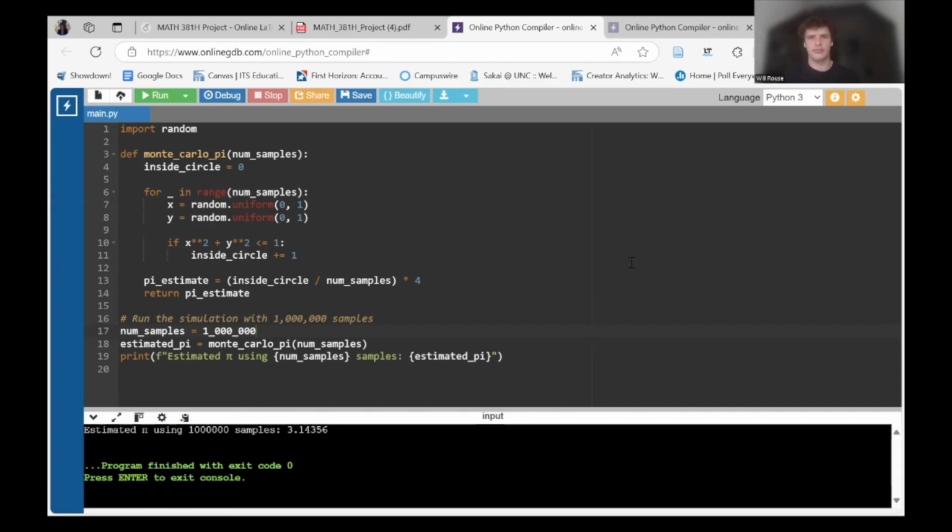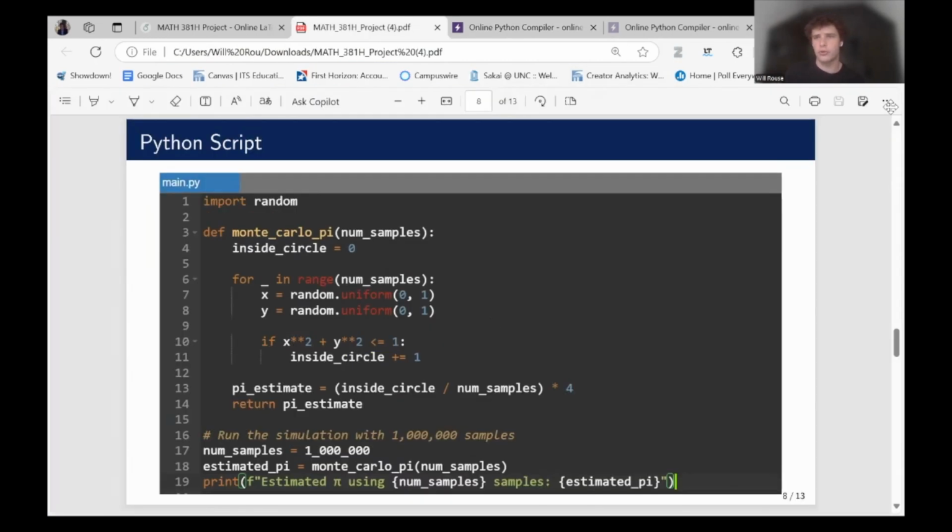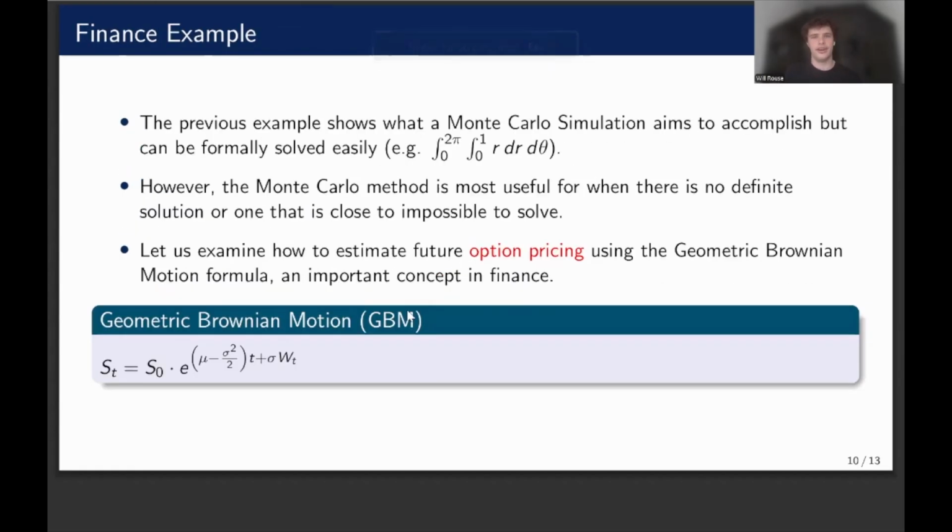There's so many other ways to find pi in a more rigorous and more apparent way that Monte Carlo solutions aren't exactly super useful. However, an example of where you would want to use a Monte Carlo solution is in the world of finance. The Monte Carlo method is useful when there's no definite solution or it's close to impossible to solve. But now let's imagine the world of options pricing using the geometric Brownian motion formula, an important concept in finance. This is talking about, if you ever watched the movie The Big Short, variable pricing and options pricing so that you can make an accurate decision of how much your asset is worth so that this can be priced fairly on the market so you don't create a massive shortage or a massive oversupply.